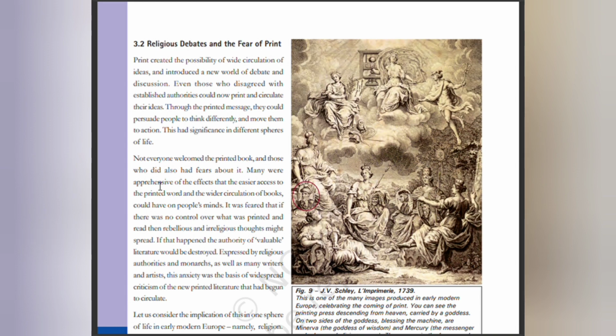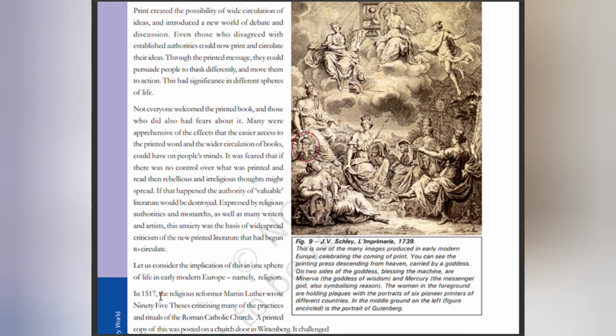Many were apprehensive of the effect that the easy access to the printed word and the wider circulation of books could have in people's minds. It was feared that if there was no control over what was printed and read, irreligious thoughts might spread. If that happened, the authority of valued literature could be destroyed, as expressed by religious authorities and monarchs, as well as many writers and artists. This anxiety was the basis of widespread criticism of the new printed literature that had begun to circulate.